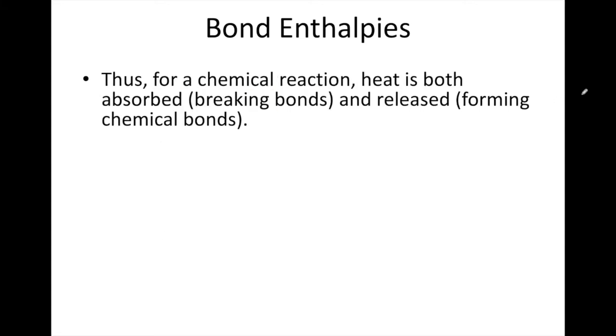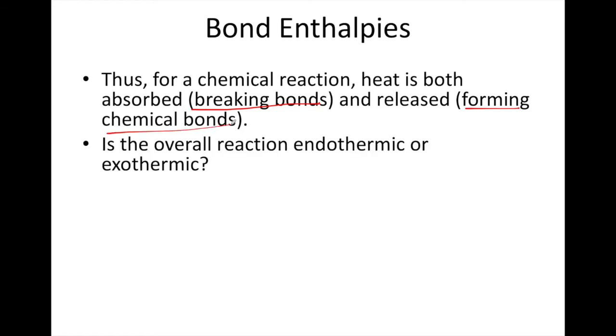So thus, for a chemical reaction, heat is both absorbed and released, because in a chemical reaction we are generally breaking bonds, right? We've got our reactants, and we have to break those bonds, and we have to form new bonds to make our product. So typically, in a chemical reaction, we're doing both. We're breaking and forming bonds.